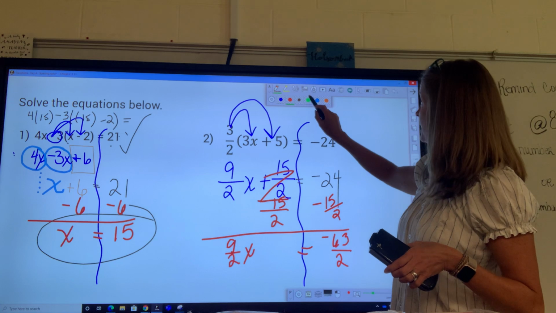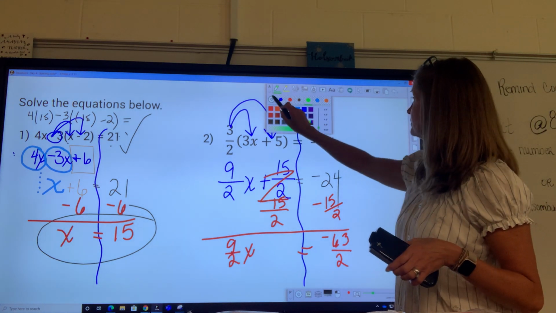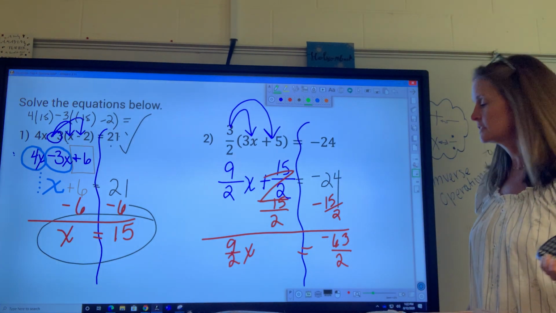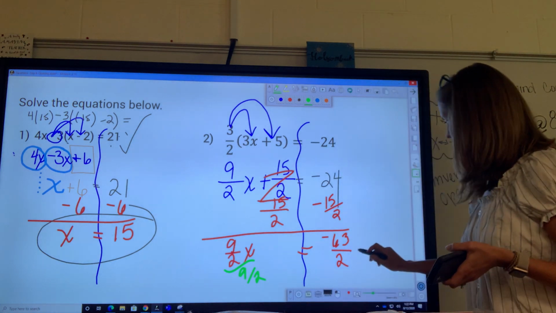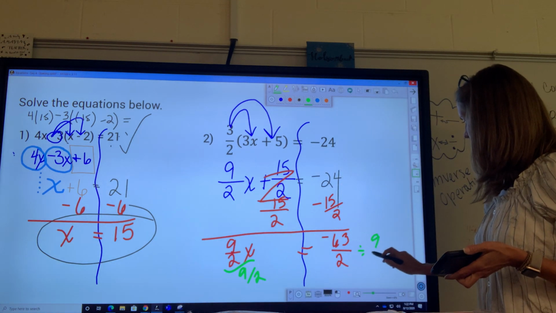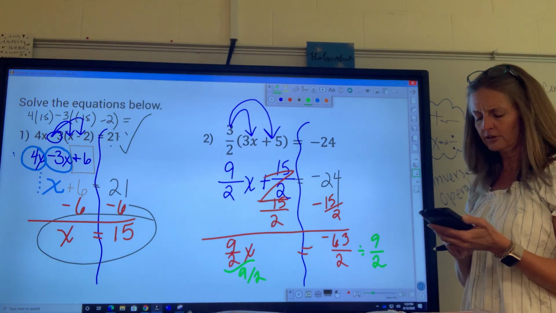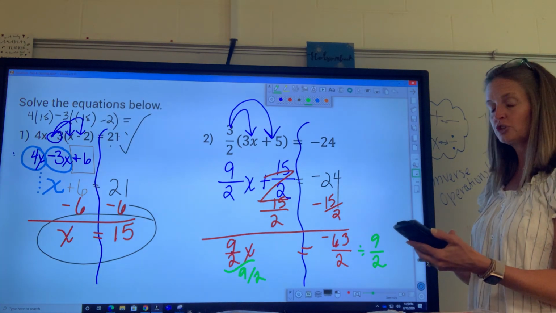All right, and then last step. What's the last step? Divide. We're going to divide by 9 over 2. So I don't really know what this equals. I could sit here and figure it out, but I'm going to let my handy dandy cheat machine do that. Negative 63 over 2. I got it.